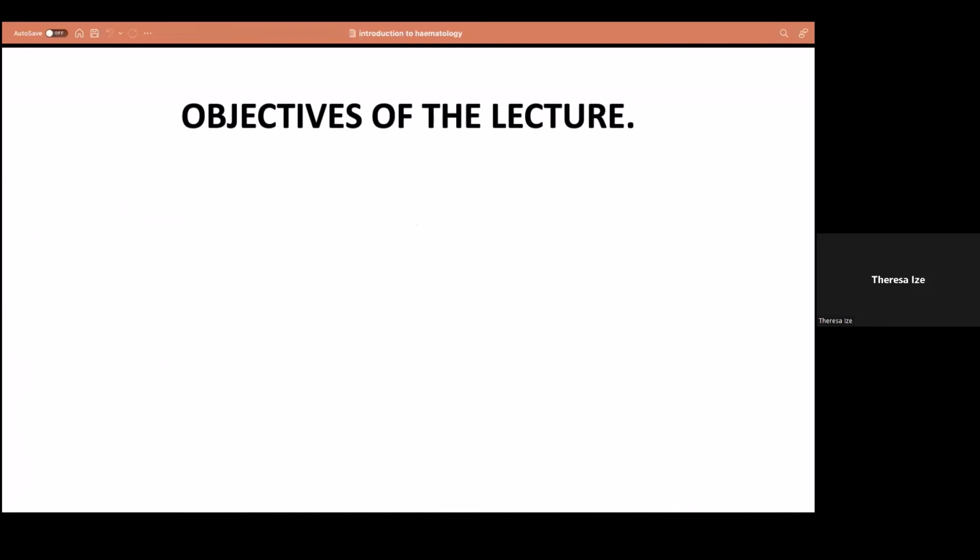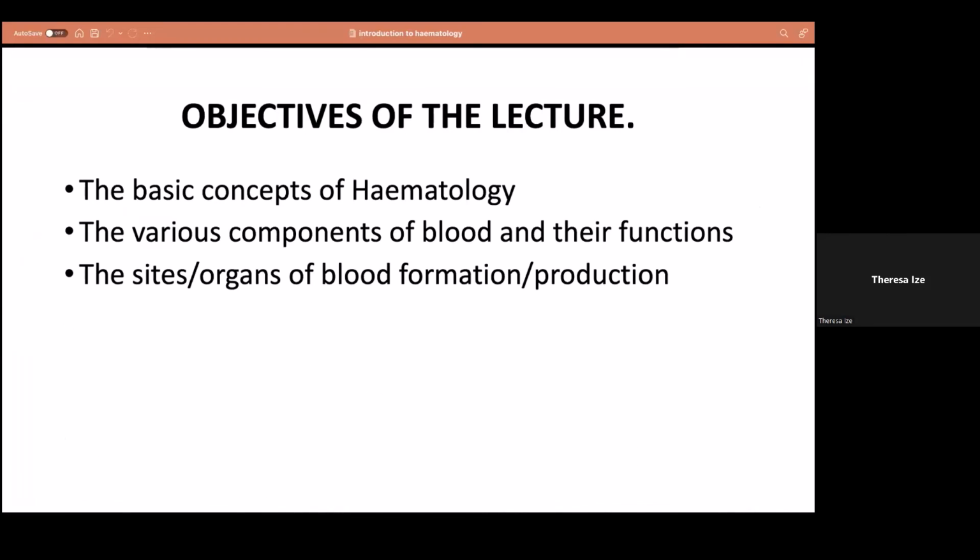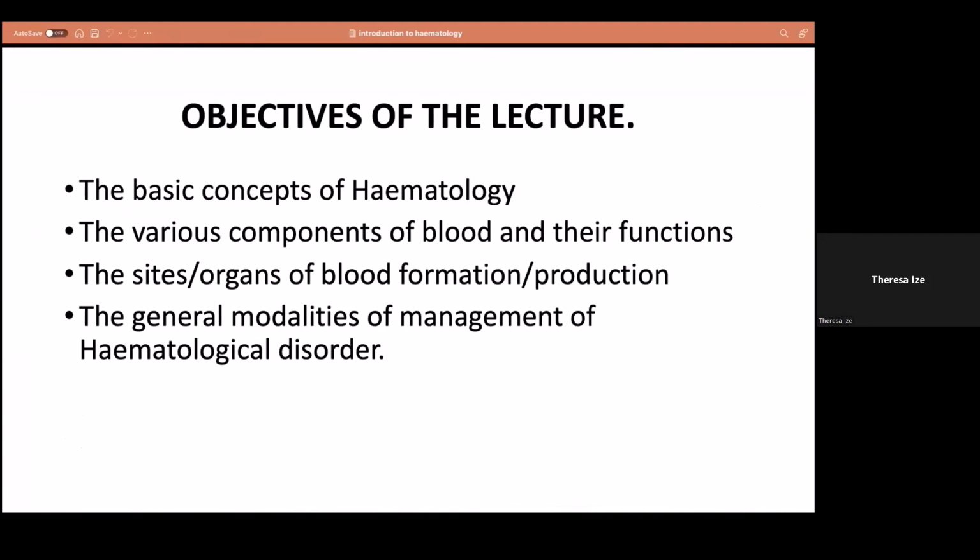The objective of the lecture is that at the end of this short lecture, participants should be able to understand the concept of hematology, the various components of blood and their functions, the sites or organs of blood formation, and finally, the general modalities of management of hematological disorders.